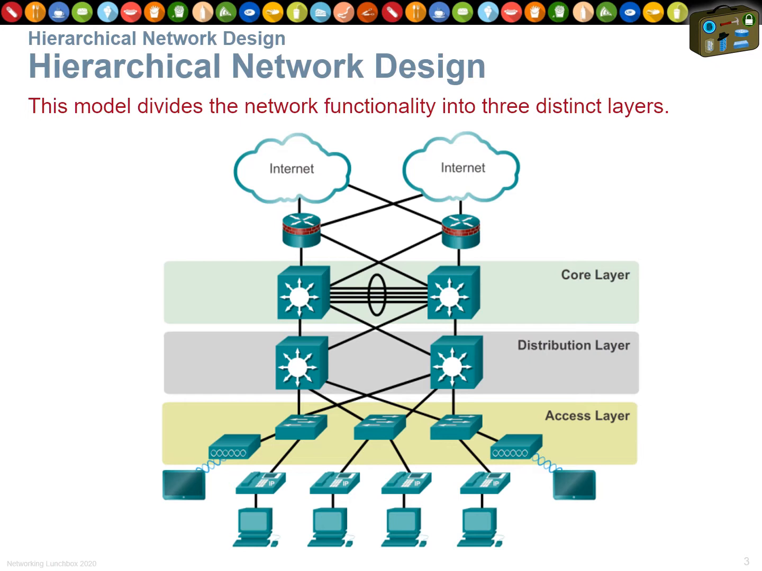The access layer is where people, users, devices, wireless, phones connect in. It's where they access the network. So core, high speed, switching; distribution layer, policy control; access layer, connectivity.